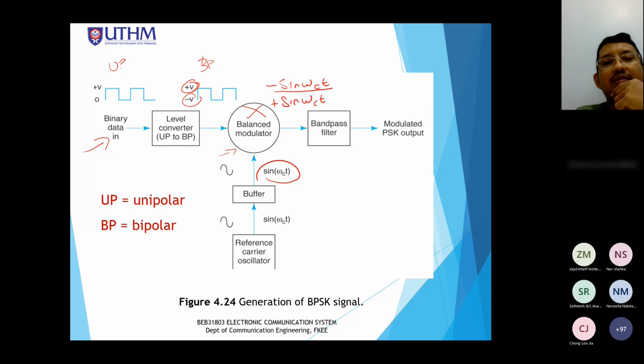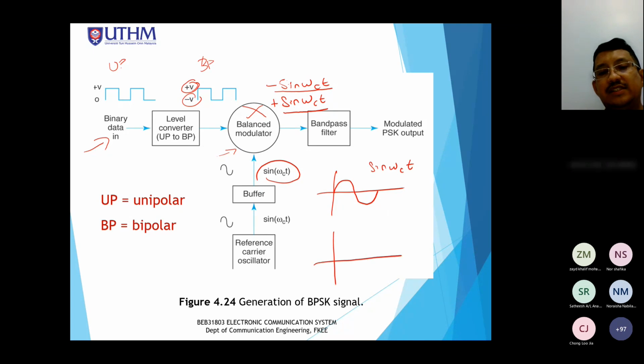If the input is logic 1, we're going to produce positive sine omega ct. So how does it look for positive and negative actually? For positive sine, it is like this. This is sine omega ct. What about negative sine? Negative sine is going to be inverse. That means it's going to be like this. This is negative sine omega ct.